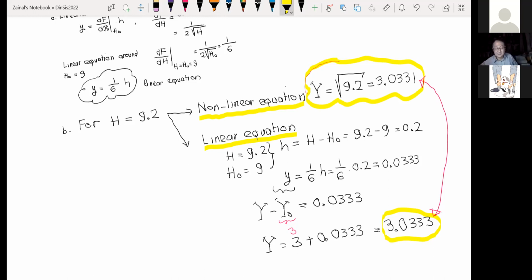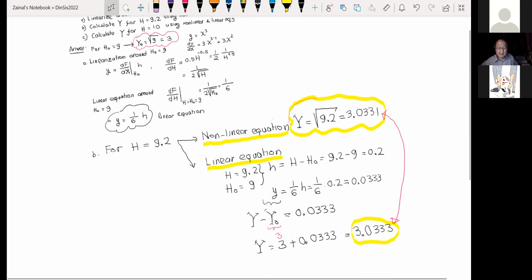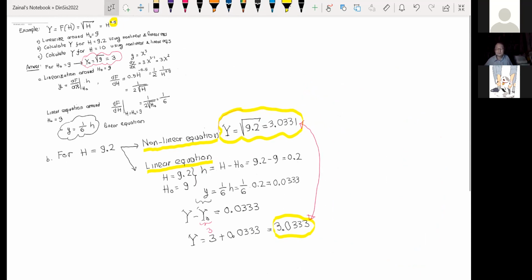Any question? Ada yang kamu mau tanyakan? Silakan. Ingin bertanya, Pak. Ya, silakan. Berarti saat kita mengatakan linearization itu cukup sampai kita menemukan ekspresi Y sama dengan 1/6H jadinya, Pak. Tidak perlu kita hubungkan ke Y dikurang Y0-nya, Pak. Tergantung. Kalau pertanyaannya cuma carilah persamaan linearnya, ya itulah Y sama dengan 1/6H, itulah persamaan linearnya.